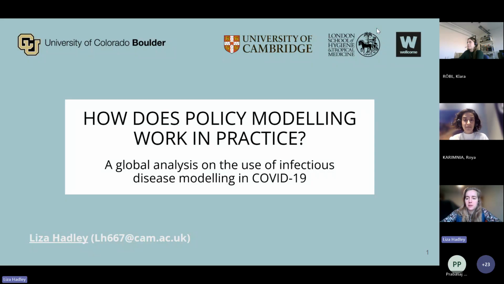As Roy said, I'm going to be talking through one study from my PhD. I did my PhD at the University of Cambridge, but this project was actually supervised by Seb Funk at London School, who's also here today. So I'm very interested in how modelling is used and translated into policy. So this study will be really about the interface of modelling and policy. I won't talk about any of the technical modelling that goes on.